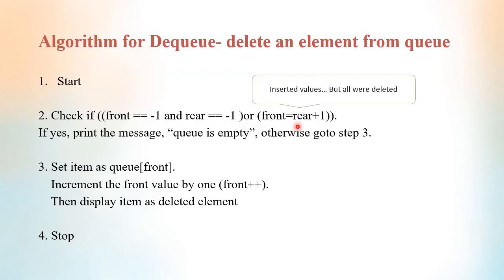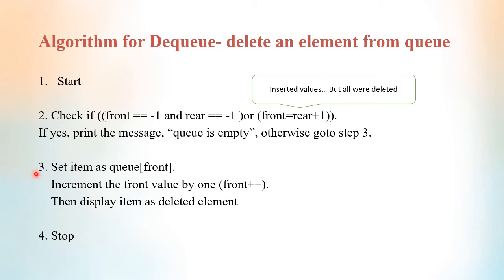The second one is front is equal to rear plus 1. This is a condition where the queue already had some elements, but all were deleted. So if front is equal to rear plus 1 also, queue will be empty. If any of these two conditions is true, queue will be empty and we cannot delete an element from the queue. So a message should be printed like this.